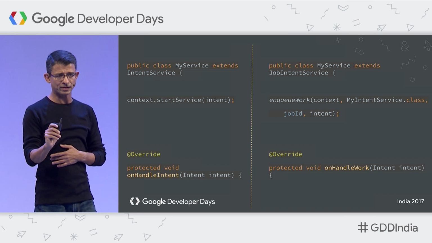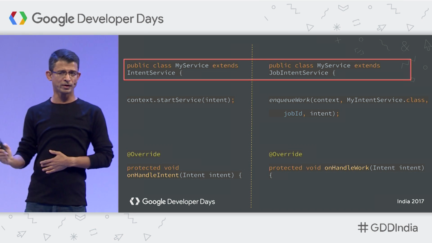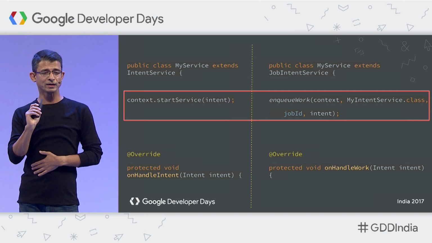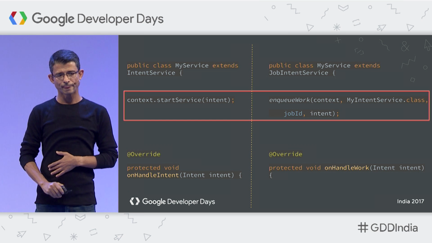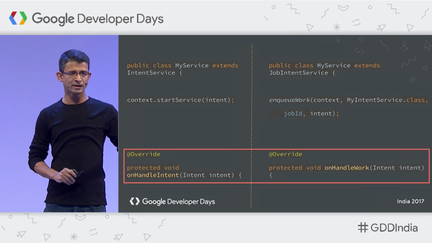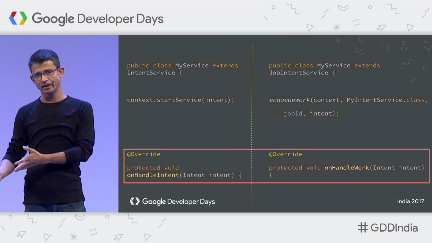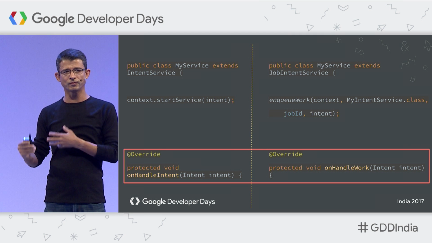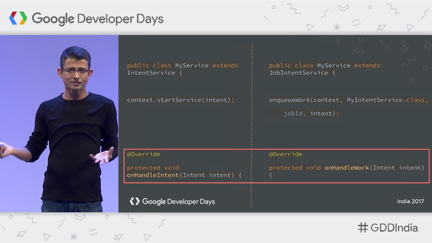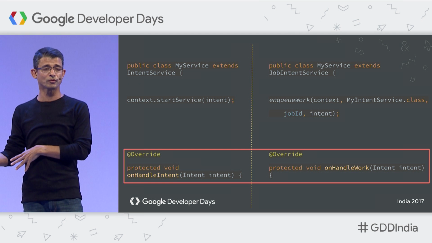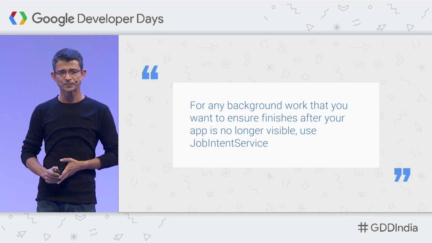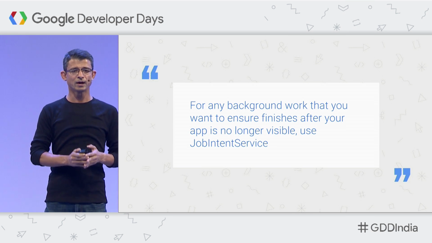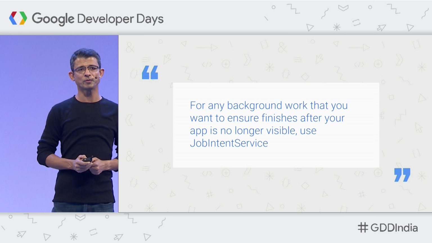So here is a simple refactor. If you're familiar with intent service, you can easily convert it into a job intent service by just extending the job intent service. Instead of calling start service, use enqueueWork. Instead of having onHandleIntent as your callback, use onHandleWork as your callback. And in both the cases, you will be called on a worker thread. So the worker thread is automatically created for you. So it basically does the same thing as intent service, except it is more robust and backward compatible as well. So for any background work that you want to ensure finishes after your app is no longer visible, use job intent service.